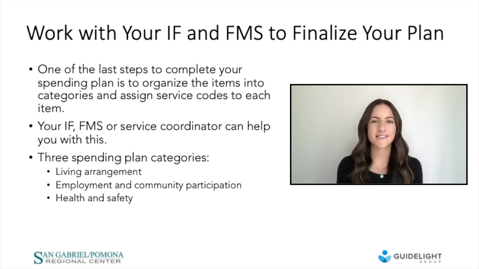The last step to complete your spending plan is to organize the items into categories and assign service codes to each one. Your independent facilitator, FMS, or service coordinator can help you with this. There are 3 spending plan categories for everyone: living arrangement, employment and community participation, and health and safety. The items on your spending plan will be organized into these 3 categories and assigned service codes.